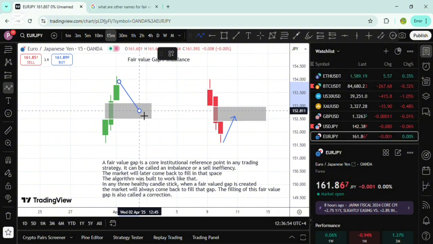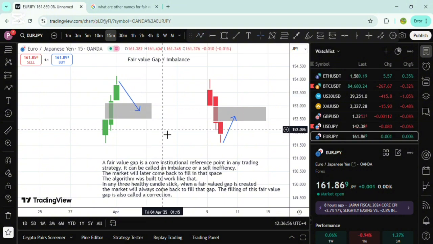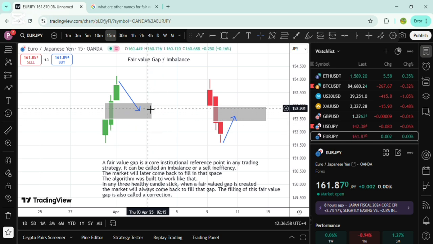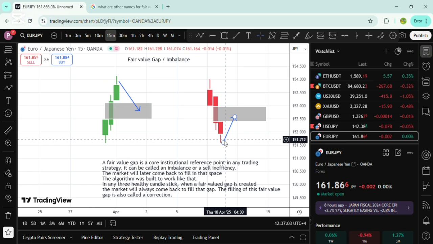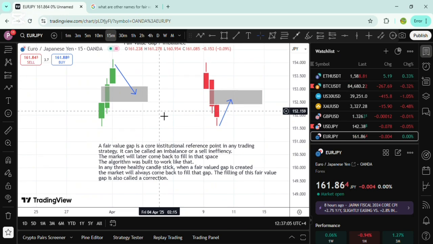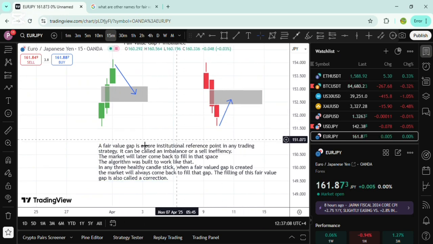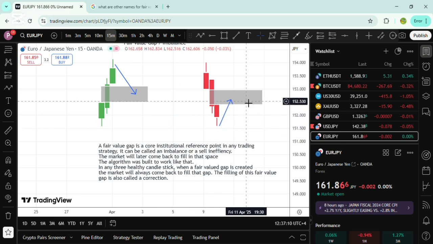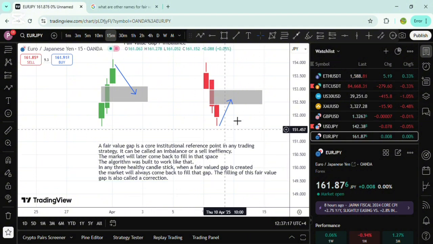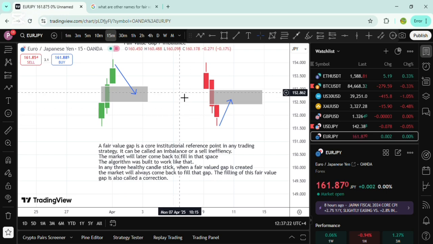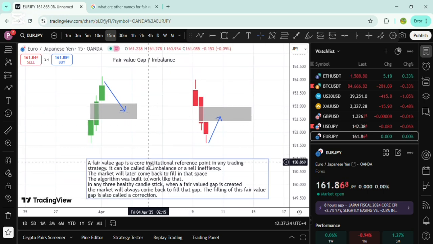And on the bullish trend, it comes back downwards to fill it. So this is how it fills on the bearish and on the bullish trend. Like I said, the price action must be filled. It is the algorithm; the system was built like that. Fair value gap is one of the key components that you should be looking at in your trading strategies.